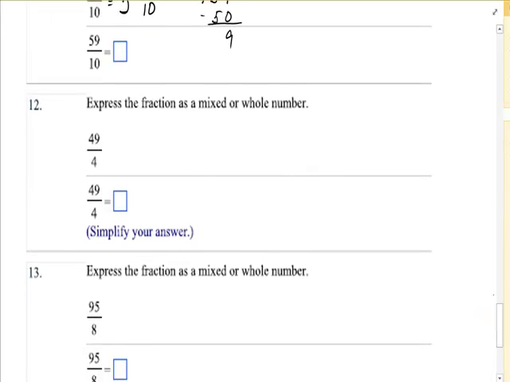Right, number 12. Going to divide 4 into 49. 4 goes into 4 once. Multiply for 4. Subtract, bring down the 9. 4 goes into 9 2 times. 2 times 4 is 8. Subtract for 1. This is 12 and 1/4. 12 and 1/4.